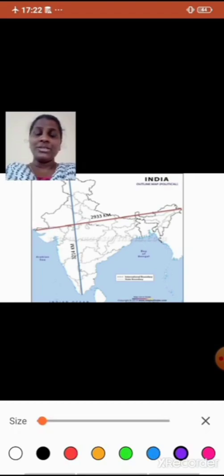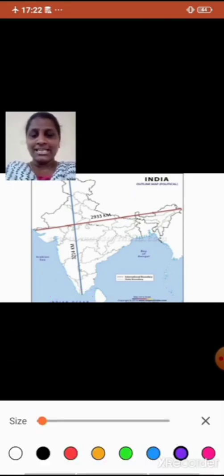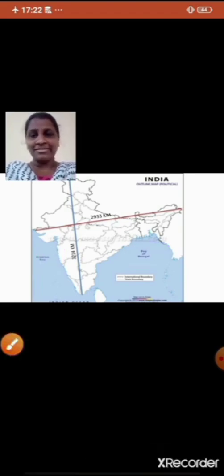Name the water body towards the south of our country. Towards the south we have Indian Ocean. Very good. Name the water body towards the southwest of our country. Southwest, yes, this side. It is Arabian Sea. Can you name the water body towards the southeast of our country? Yes, it is Bay of Bengal. So I hope it is clear, students. So map will be given, and based on the map you will have questions. You will have options as well. You need to click on the correct option.